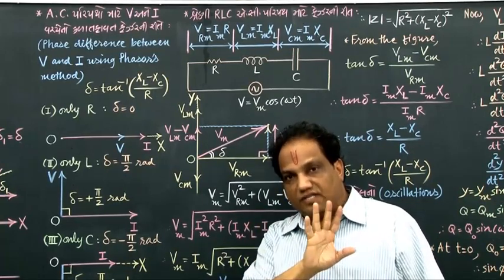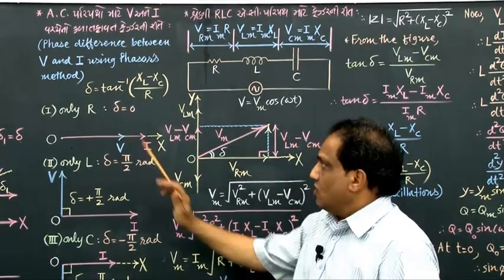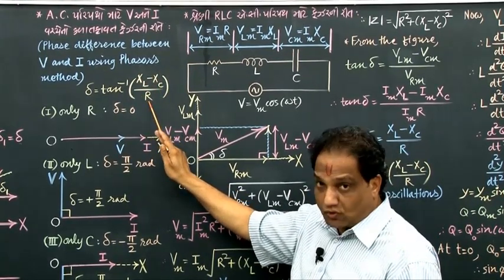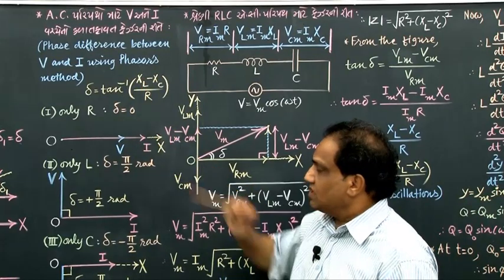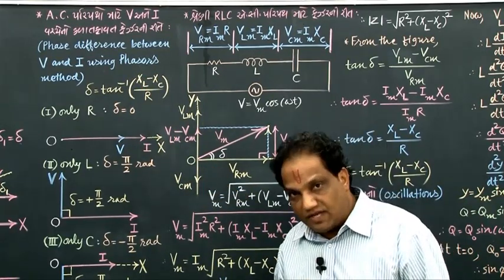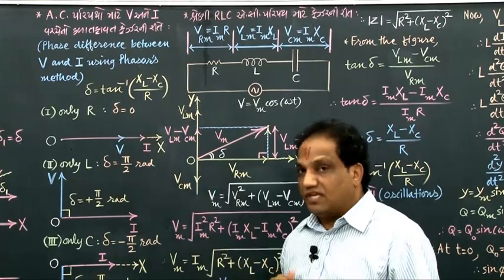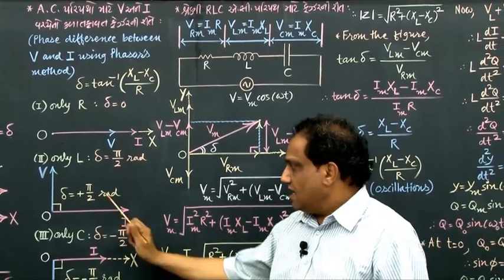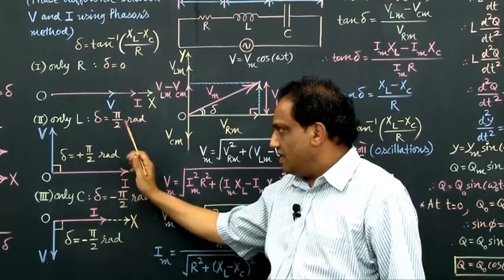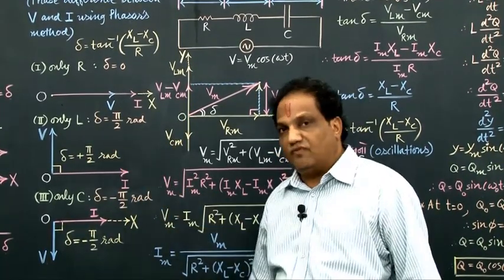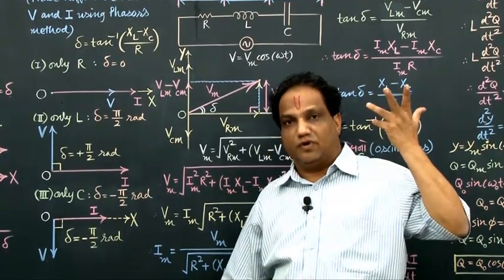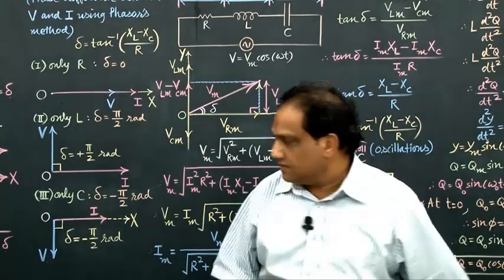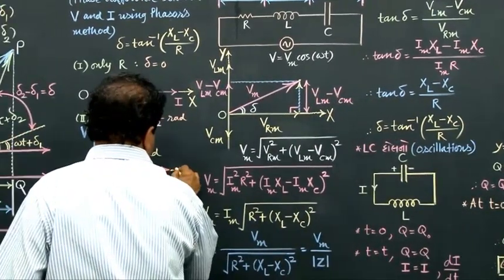If only an inductor is there, then what will happen? Come on, only an inductor is there. So XC is 0, R is 0. A positive number divided by 0 will give you plus infinity, and tan inverse of plus infinity, so you will get delta equals plus pi by 2 radian. Fine. The phase difference between voltage and current is plus pi by 2 radian. The current phasor we always indicate on the positive x-axis. So this is the positive x-axis.